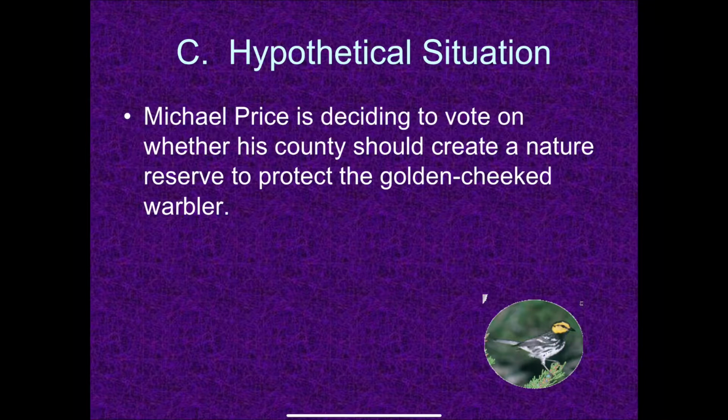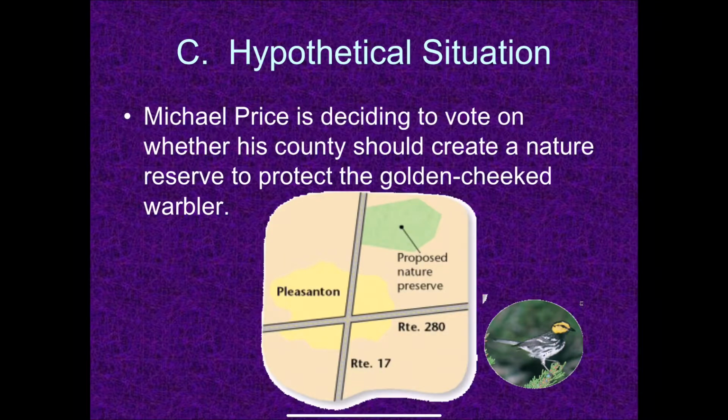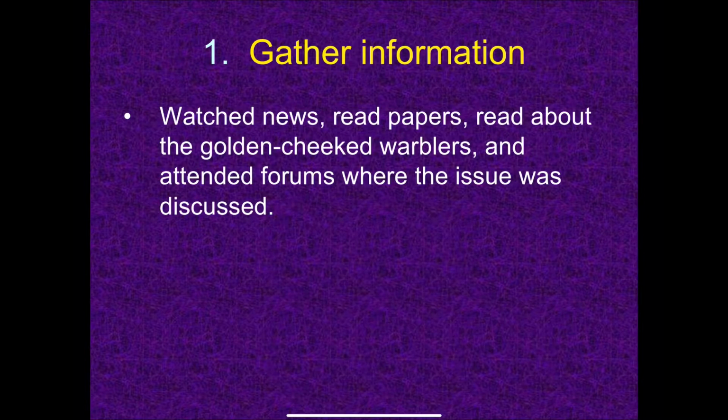So let's say there's this person, Michael Price. This is your book's hypothetical student. He's deciding how to vote on whether or not to protect this nature reserve for this bird, right? That's maybe endangered or something. So what's the first thing he's going to do? He's going to gather some information.